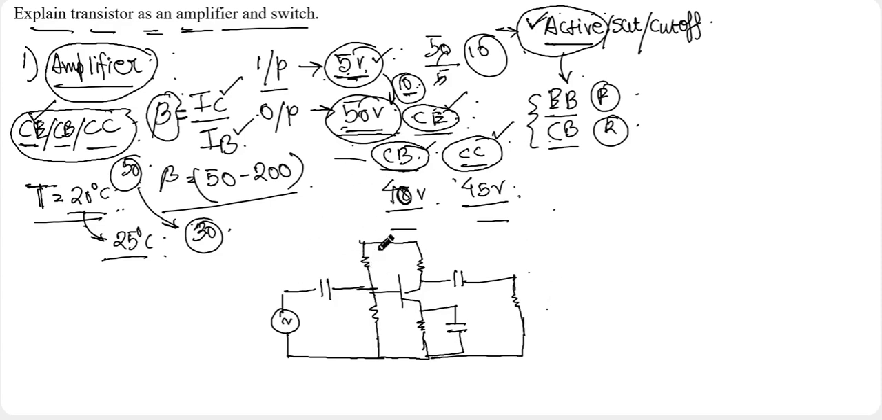So this is the total circuit. This is the base terminal. This is the collector terminal and this is the emitter terminal. Okay. So this is the input source. We are naming it as V of S, which signifies that this is the voltage source.